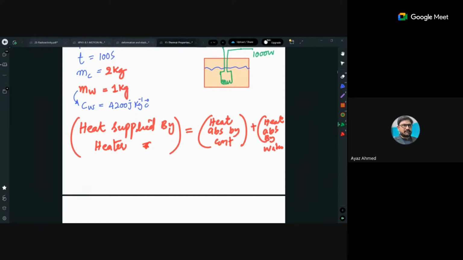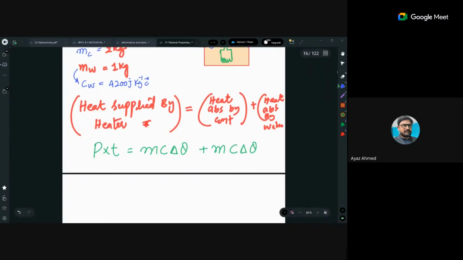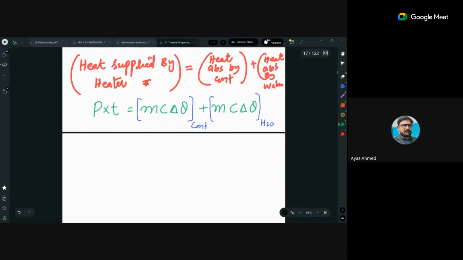So I can say that heat supplied is basically power into time, which is equal to mc delta theta plus mc delta theta. This question weighs at least 4 marks. This information is for the container, and this information is for the water. So I will put all the values here.